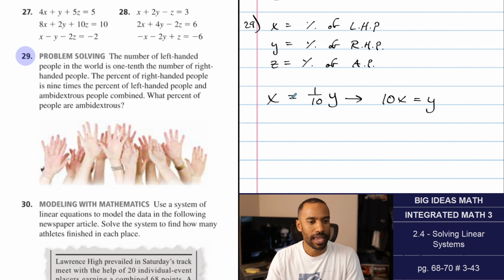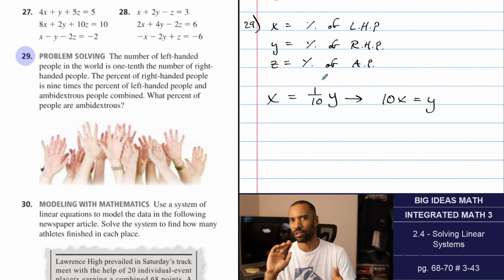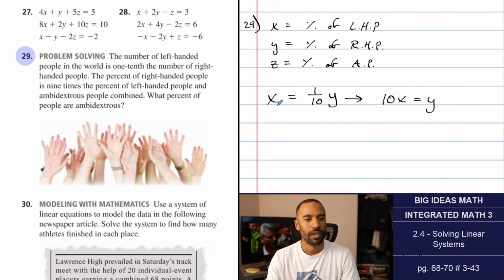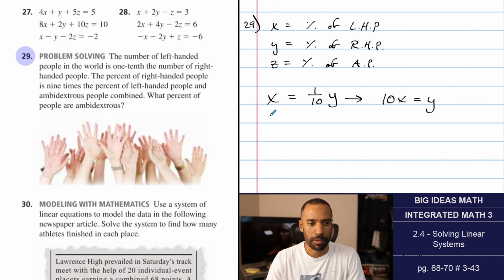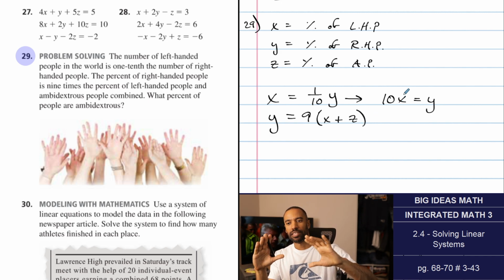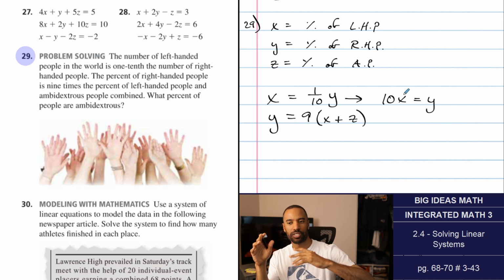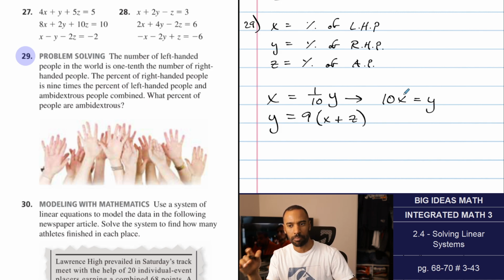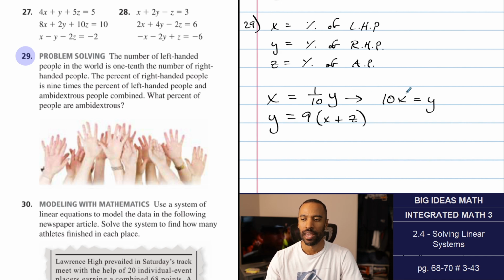The percent of right-handed people, this is a percent, but I can still say number of and percent work the same way, right? The percent of right-handed people is 9 times the percent of left-handed and ambidextrous people combined. When you combine the number of left-handed and ambidextrous and make 9 times it, that's how many right-handed people there are. So this is my system.